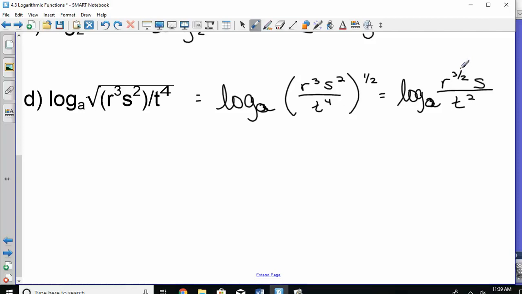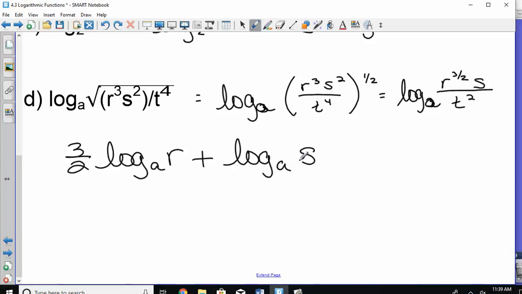The exponent would have to come down in front, so we have a 3/2 log base A of r. It is multiplied with the s, so we need to add log base A of s divided by, so subtract, since it's a t squared, what will I put? 2 log base A of t. Okay, so I kind of combined a couple steps at once. The things that were multiplied were added, the thing that was on the bottom gets subtracted, brought exponents down.